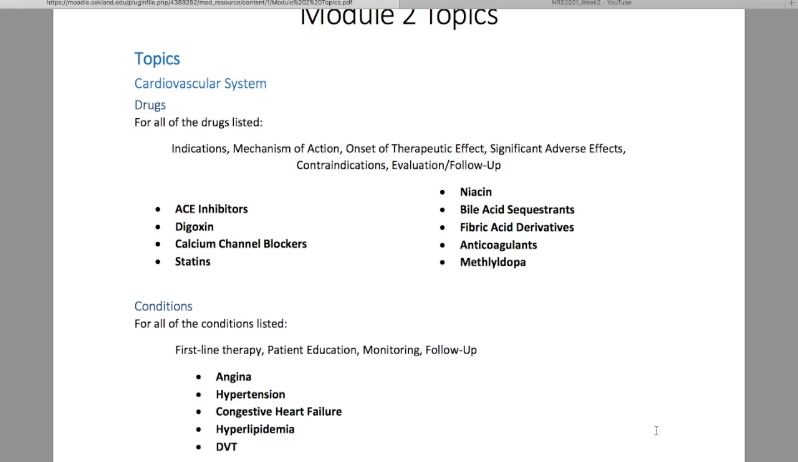Same thing for the contraindications. You don't need to know every single contraindication for the medication, but you do want to know the significant contraindications. For instance, ACE inhibitors given with diuretics increase the risk of hyperkalemia. That is a significant interaction or contraindication. Evaluation and follow-up. So how do you know that the drug is working, and when do you want to follow up with your patients to make sure that the drug is working?